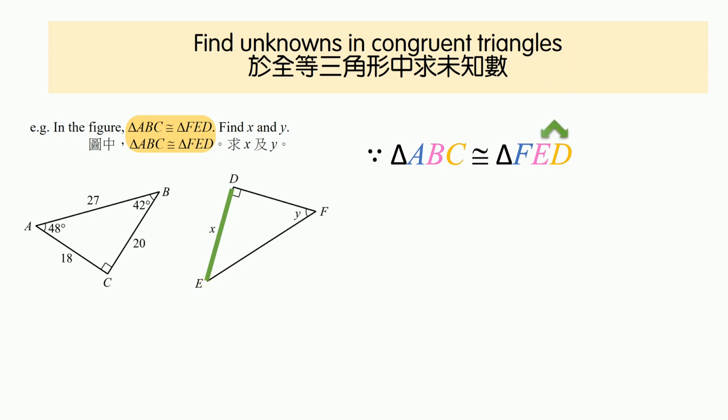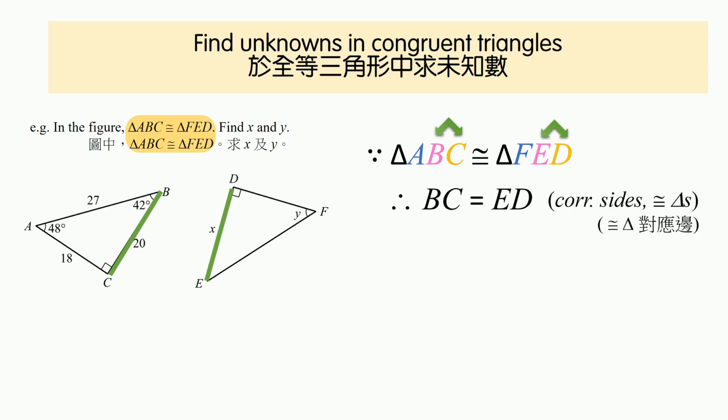This means these last two letters correspond to the last two letters on the other side, which means the side ED corresponds to the side BC, and therefore we can say that BC equals ED. We write down the reason as corresponding sides, congruent triangles. Therefore, x equals 20.